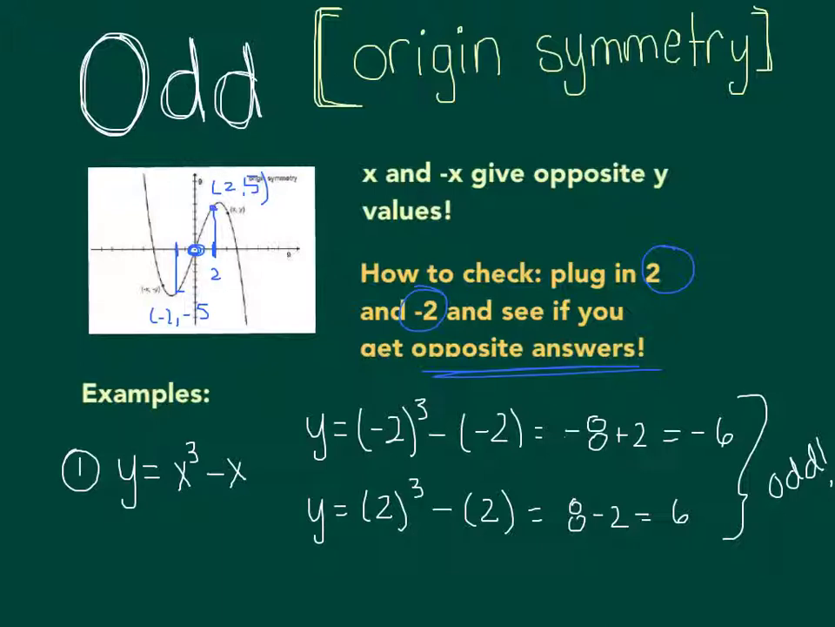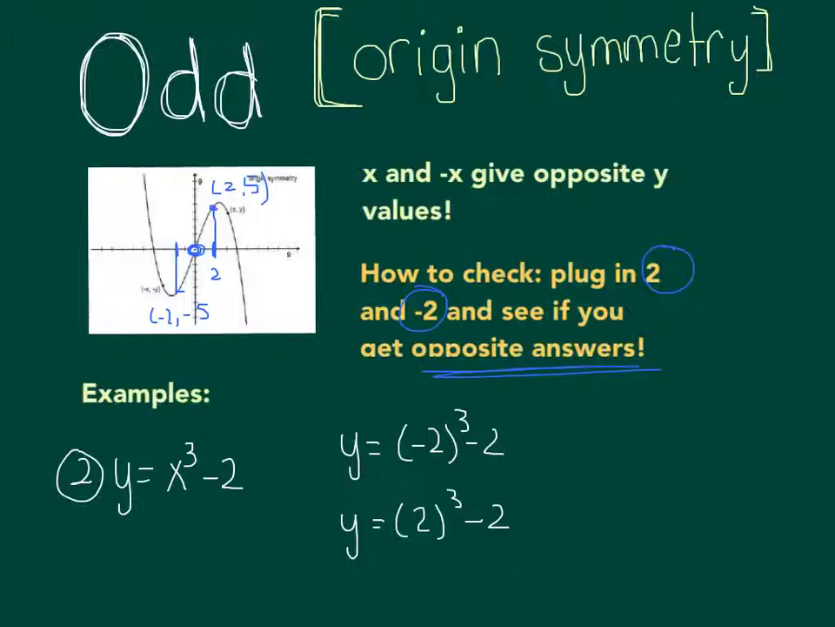So here my equation is y equals x to the third minus x, and I plugged in -2 for my x's on the top and then 2 down here. And in the first one, I ended up with -8 plus 2, so that was -6. And then in the bottom, I ended up with +8 minus 2, so that was a +6. And since I got opposites, 6 and -6, I know that this is an odd function.